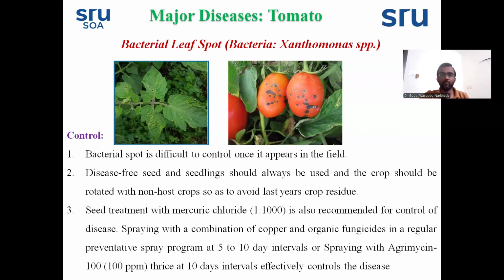Then spraying with a combination of copper and organic fungicide in a regular preventive spray program at 5 to 10 days interval, or spraying with Agrimycin 100 ppm thrice at 10 days interval. Effectively you can control this disease.